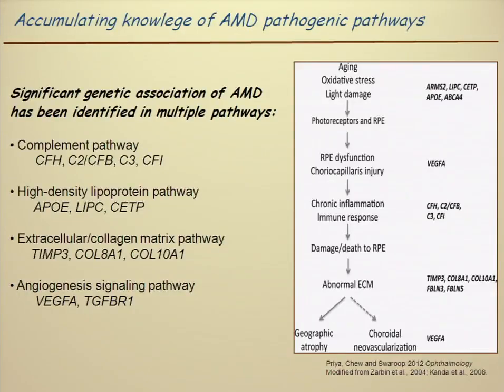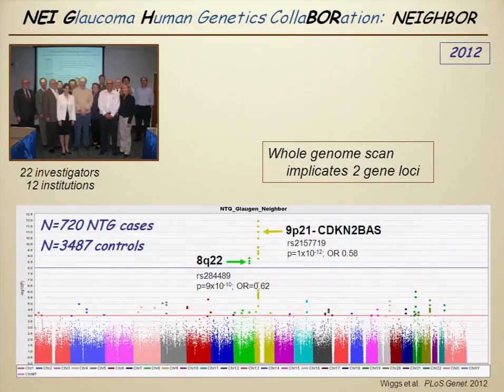It's bad enough to remember all those gene names, but the important thing is those genes begin to cluster. We talked about the cluster in the complement immune system cascade. Some of the genes cluster in lipoprotein pathways, others in matrix pathways, others in angiogenesis signaling pathways. So now we're getting a flavor of the complexity of AMD. And the Eye Institute is doing the same thing for glaucoma.